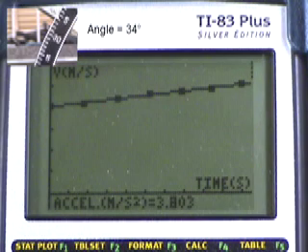Now here's the last trial at 34 degrees, and you can see the acceleration is 3.803 meters per second squared.